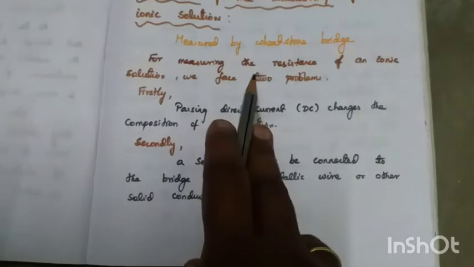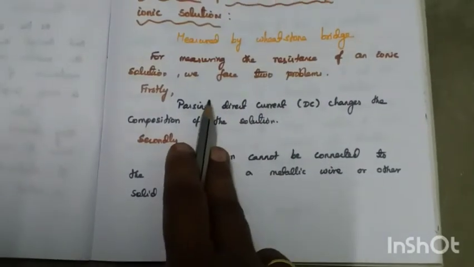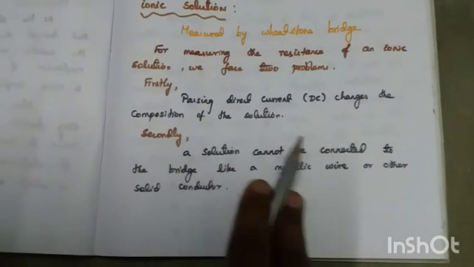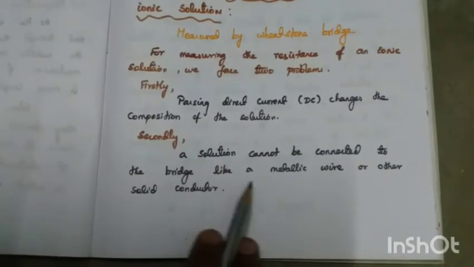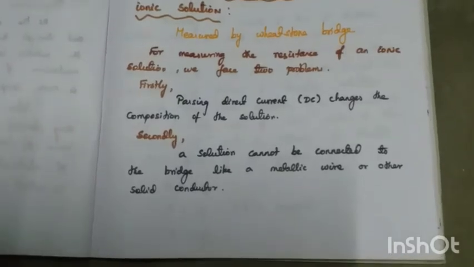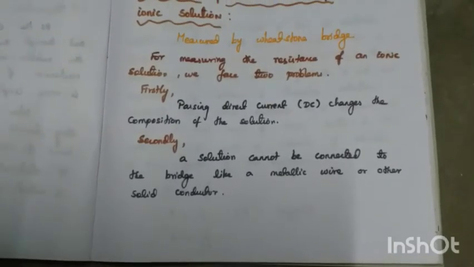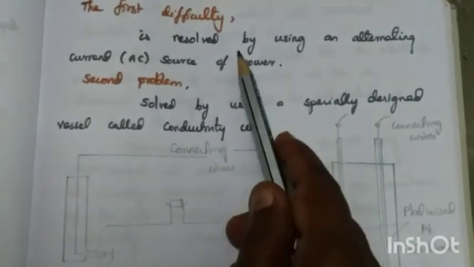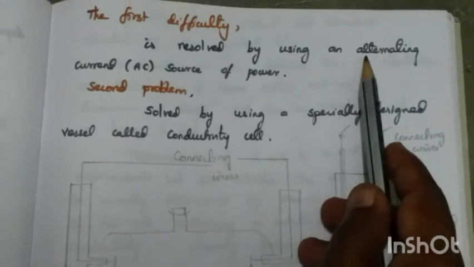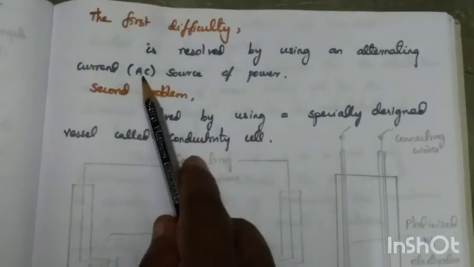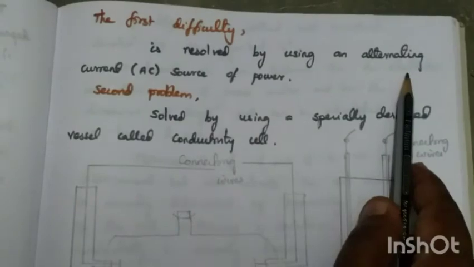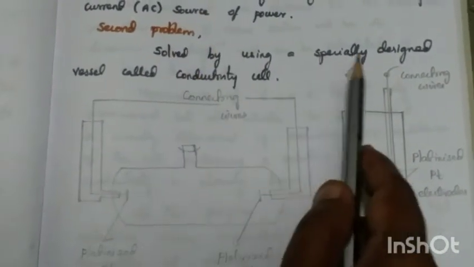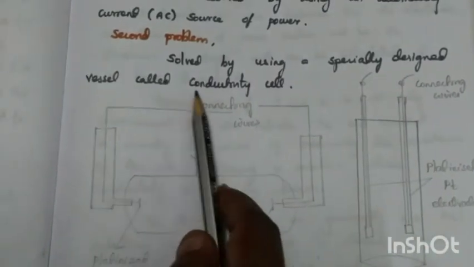That means there are two problems while calculating this with the Wheatstone bridge. DC current has a tendency to change the composition, and a solution cannot be connected to a bridge by a wire or any solid conductor. The first difficulty is resolved by using alternating current, AC, instead of direct current. The second problem is solved by using a specially designed vessel called a conductivity cell.